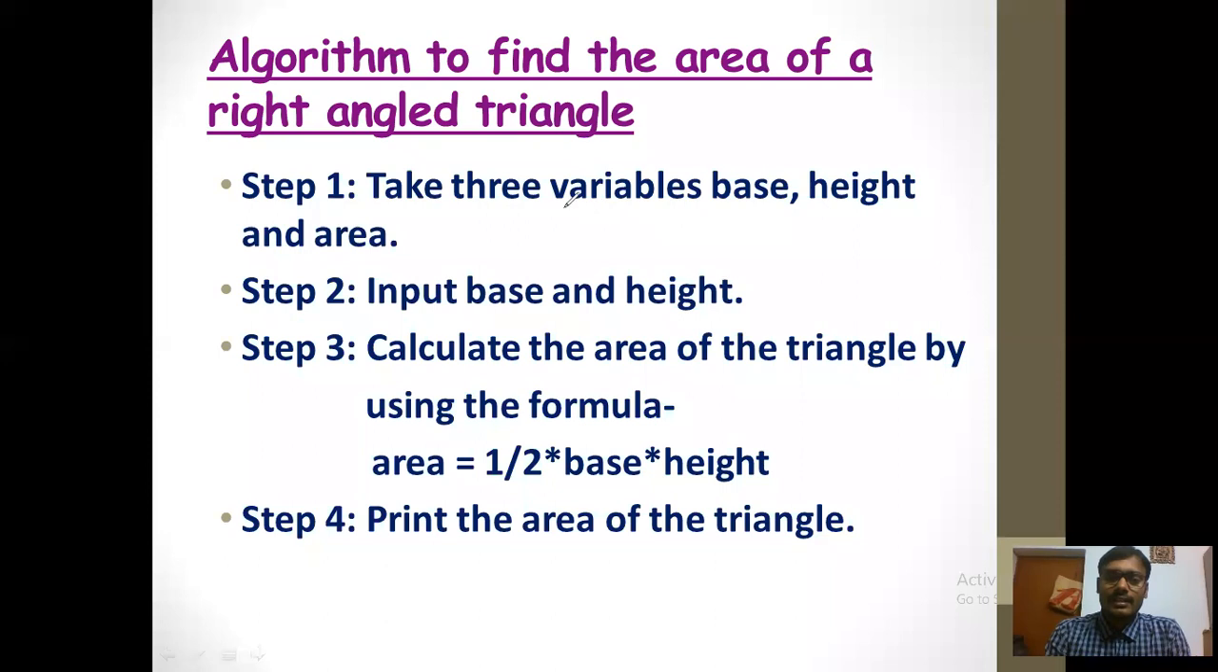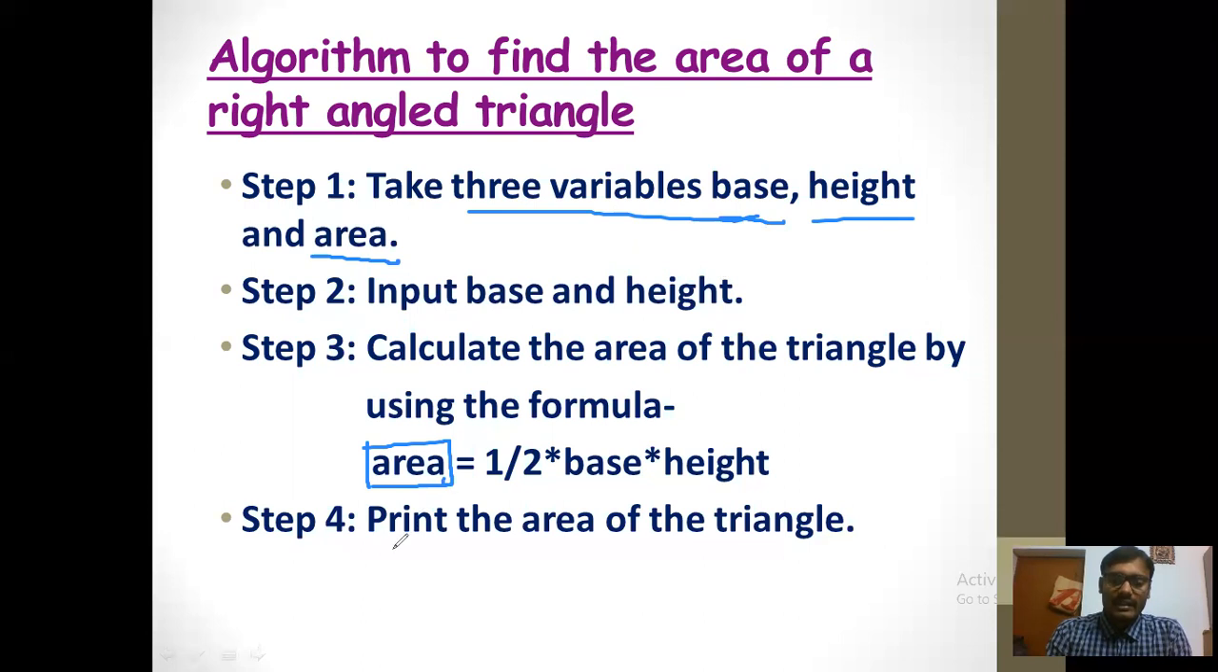We have taken three variables. One is the base, another variable is the height, and the third variable is the area. So in this variable area will be stored. This is the variable area in which the area of the right angle triangle will be stored. After calculating, the area will be stored in this variable, and it will be printed in step number 4.